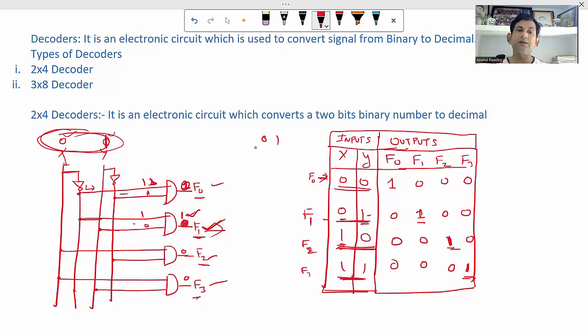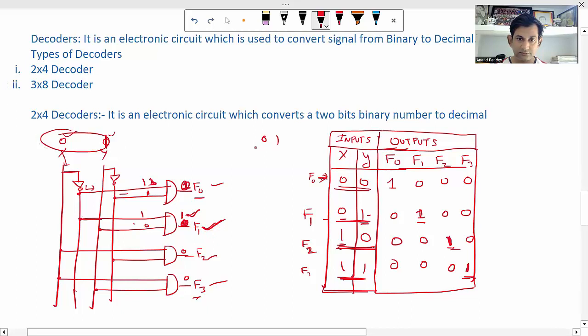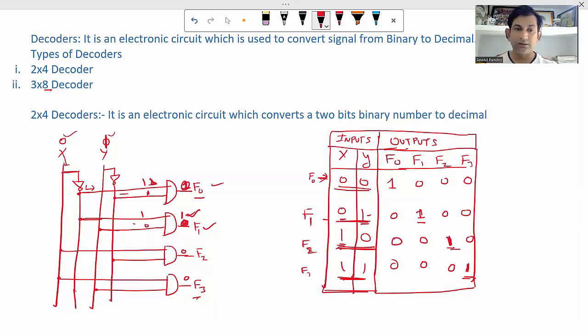Okay. In the same manner, we can draw the 3 cross 8 decoder. A 3 cross 8 decoder means there will be 3 input lines like this: X, Y, Z. And how many output lines? 8 output lines, F0, F1, F2, F3, F4, F5, F6, F7. 8 AND gates will be drawn for the output lines. Okay, and then this circuit will be there. I'm going to show you, so that will be the 3 cross 8 decoder which I'm going to draw now.